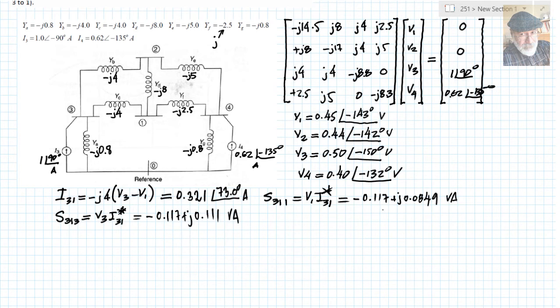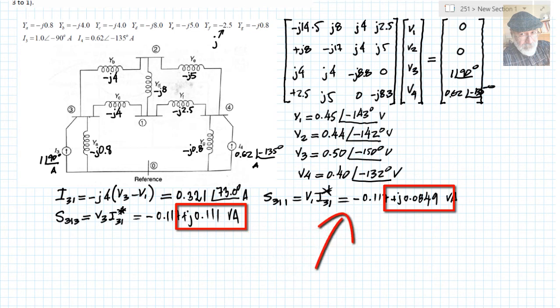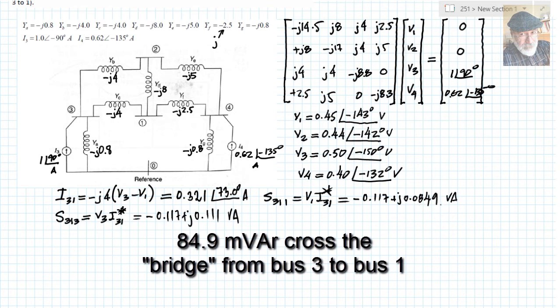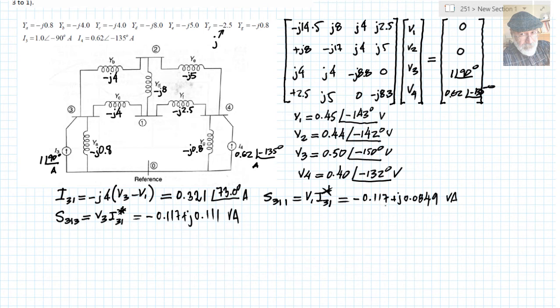What about reactive power? Well, the reactive power that arrives in bus 1 coming through the link 3-1 is 84.9 millivars. But the reactive power that goes through that link leaving bus number 3 is 111 millivars. 111 leave bus 3, but only 84.9 arrive in bus 1. So the ones that flow from one end to the other are 84.9 millivars. That is the reactive power that flows through that link between bus 3 and bus 1. 117 milliwatts flowing from 1 to 3 and 84.9 millivars flowing from 3 to 1.